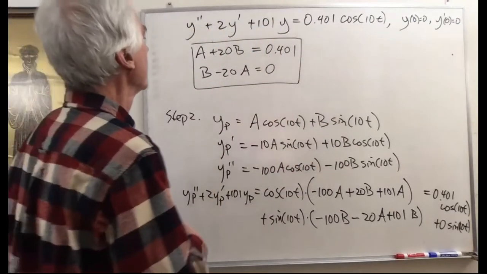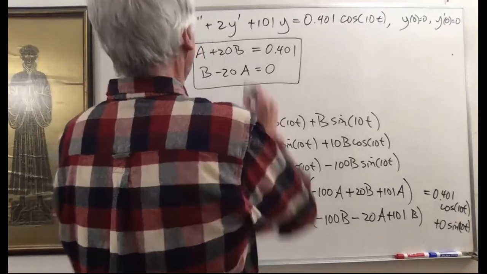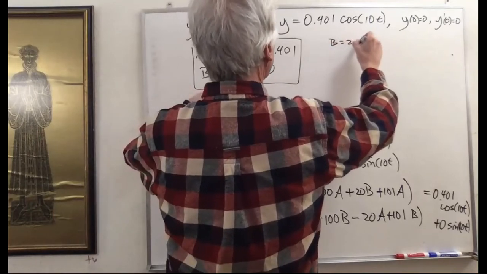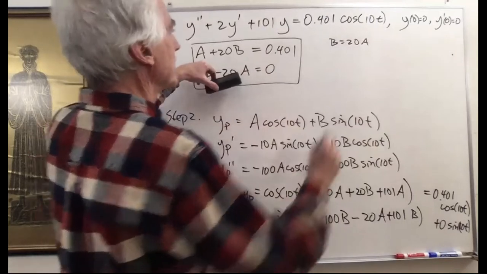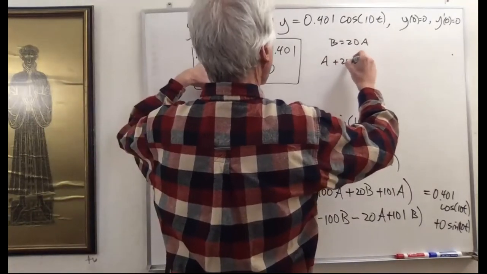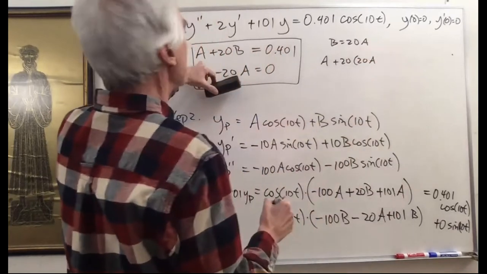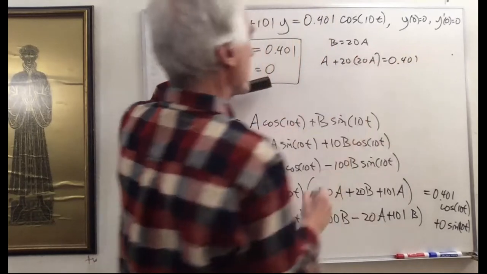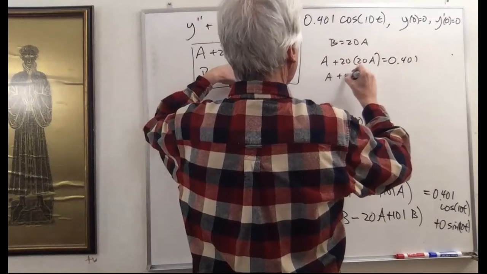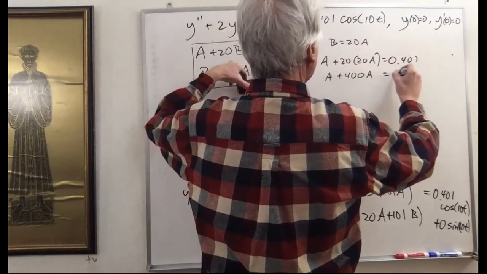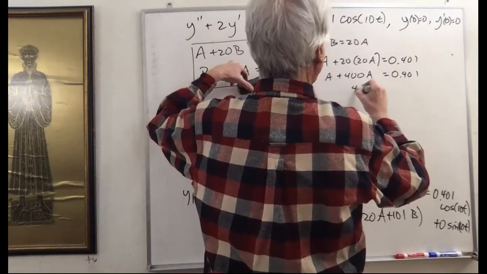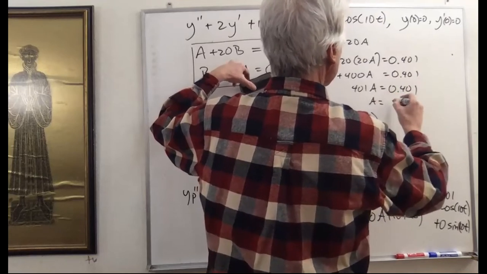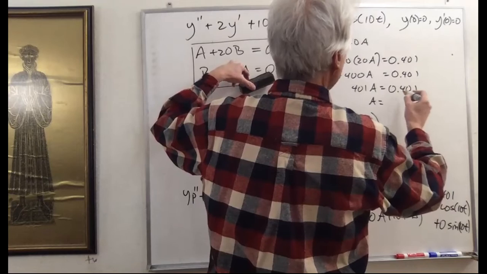So I want to solve. Well, let's start with this guy here. b is 20a, right? And if b is 20a, I can plug it in here. I get a plus 20 times 20a equals 0.401. That 20 times 20 is 400. This is a plus 400a is 0.401, or 401a is 0.401.